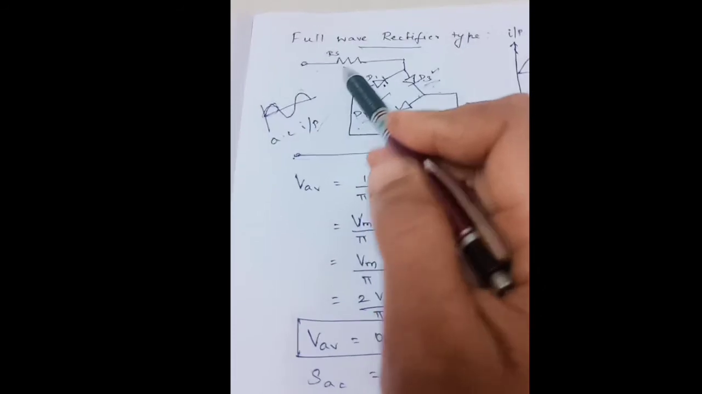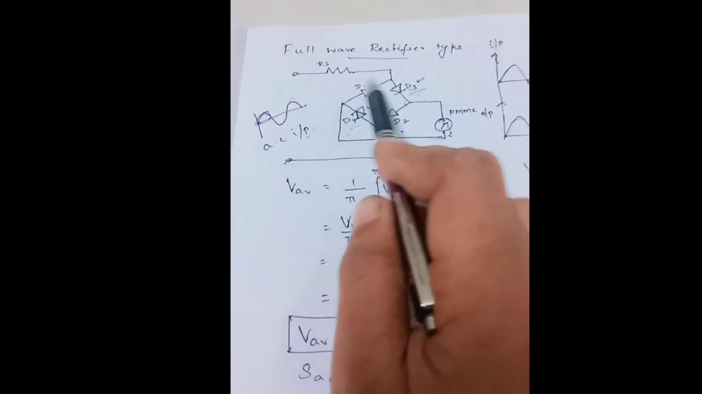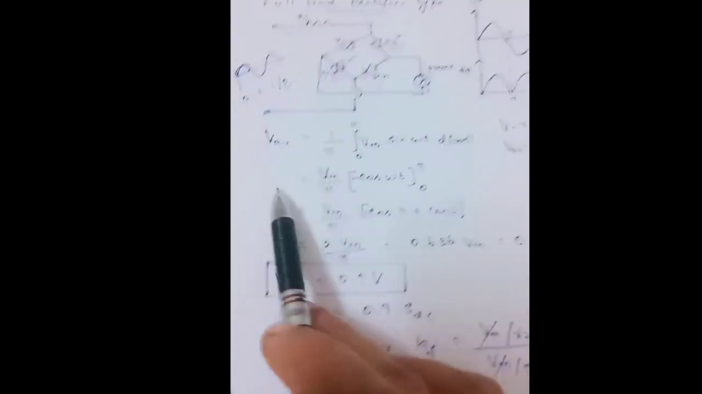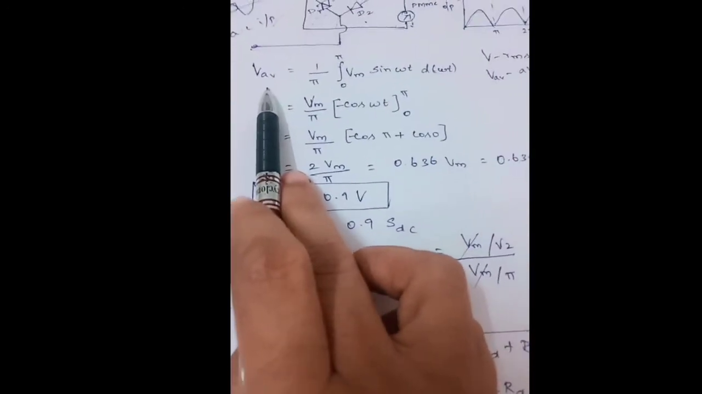Here too we make use of a series resistance to limit the current entering into this PMMC instrument. As usual, we are going to find out the average voltage.